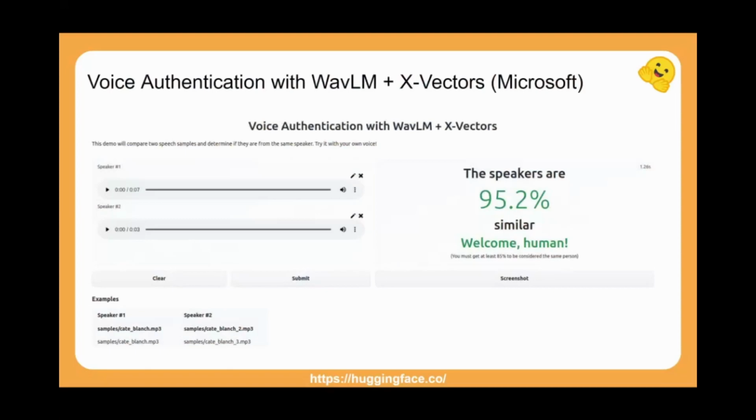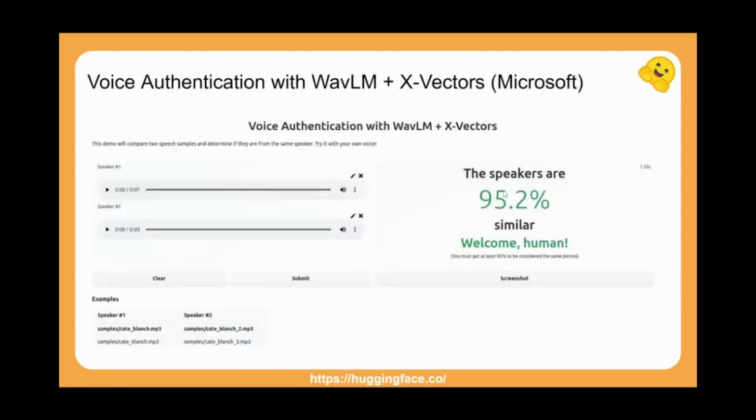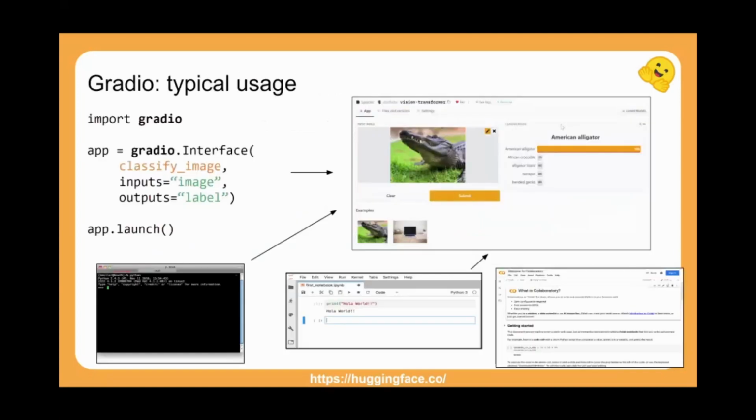This is one that was recently released by Microsoft. This takes in 2 audio inputs, so you can actually record 2 audio files, and it tries to predict whether the people who are speaking are the same people or different people. And so this is used for voice authentication on your laptop or in your phone or something like that.